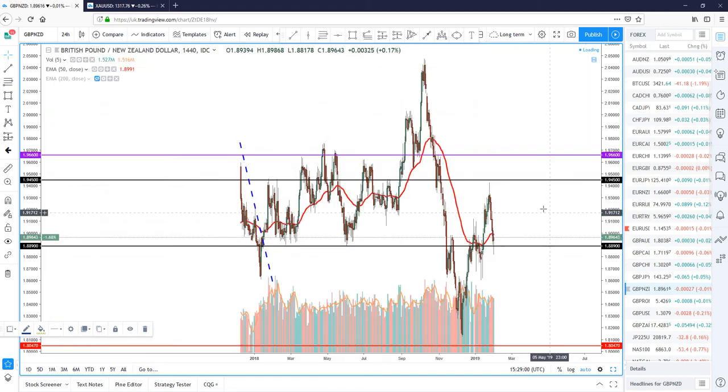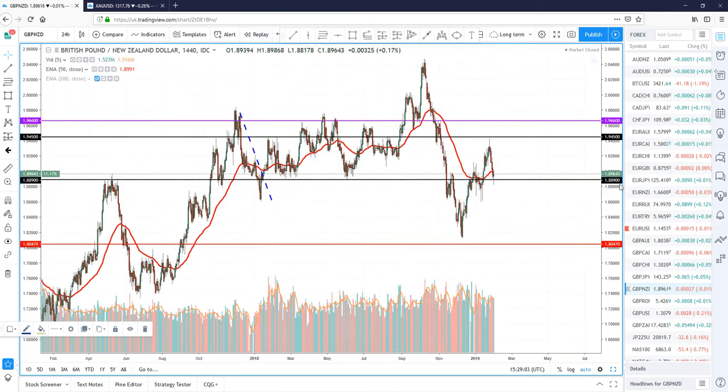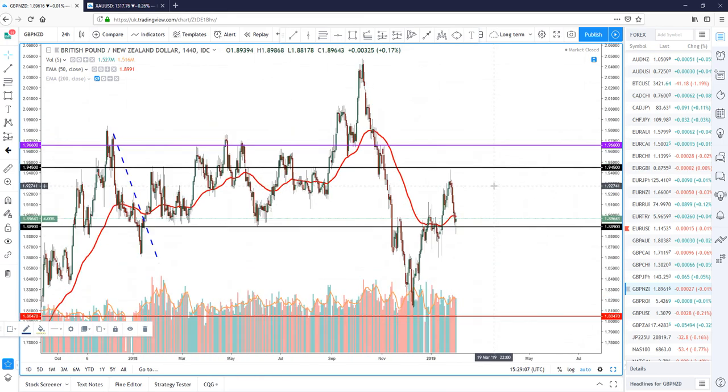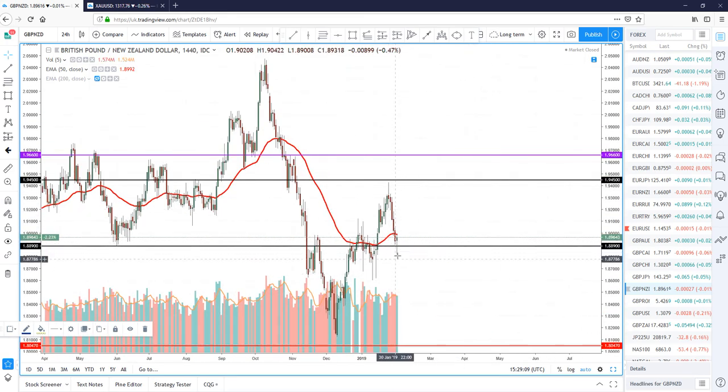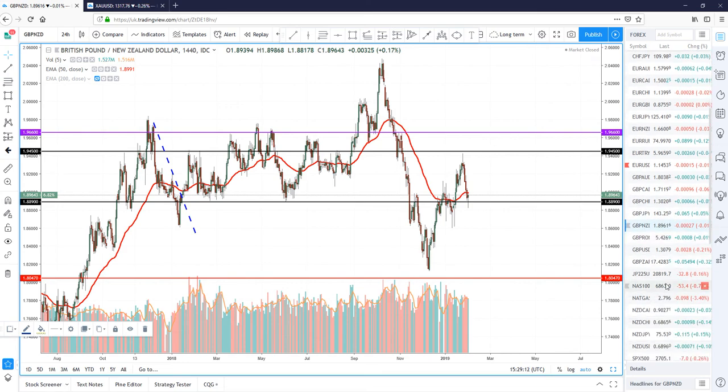Pound Kiwi is very, very similar. There's another key level, 1.89 pretty much there, and you've got a low test there. Not the highest volume, but either way, you are around the day 50. Wait for the trend change on the lower time frame, you'll see that.